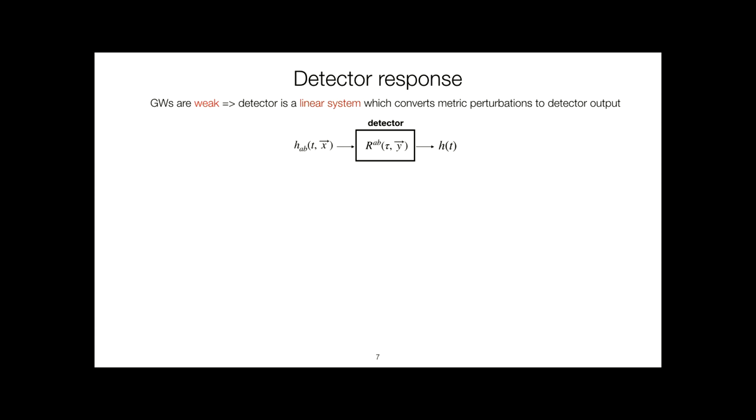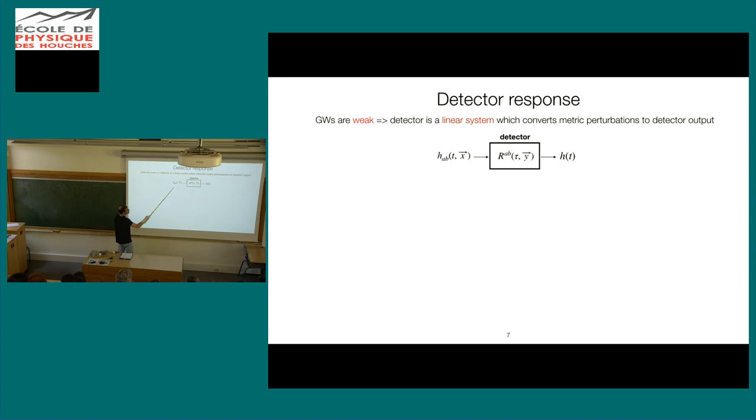So here's our input, the metric perturbations at some time t and spatial location x. We have our detector here, which is described by some response function RAB of tau and y, which, when we pass that input through the detector, gives us what I call H, the detector output. Okay? Now, for a linear system, what is the action of a detector on the input? How do you represent that mathematically? Anybody know?